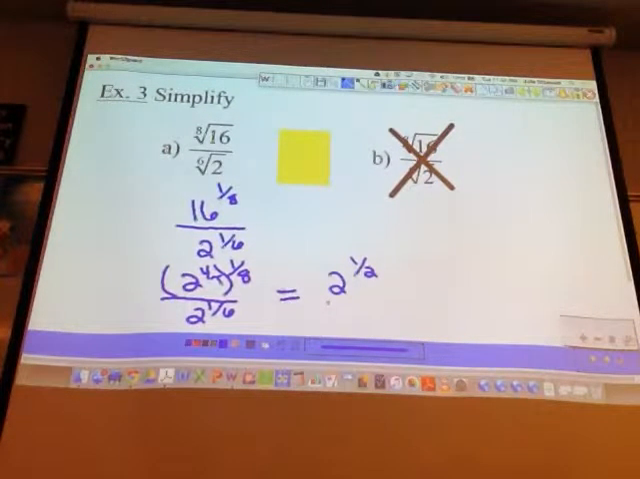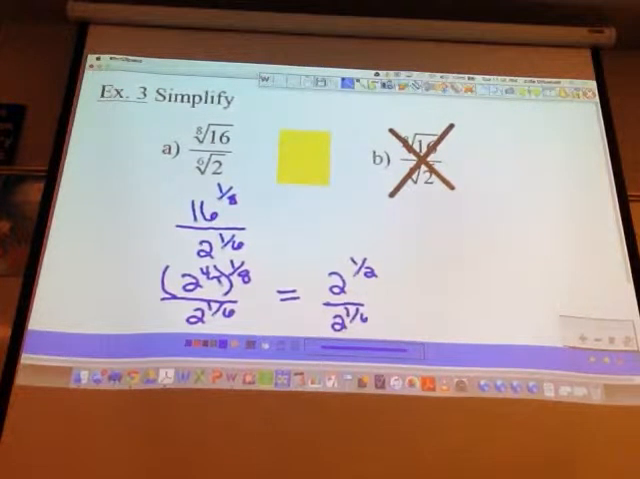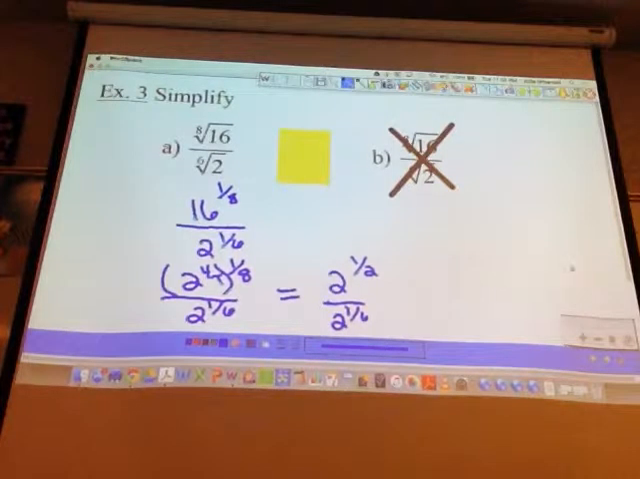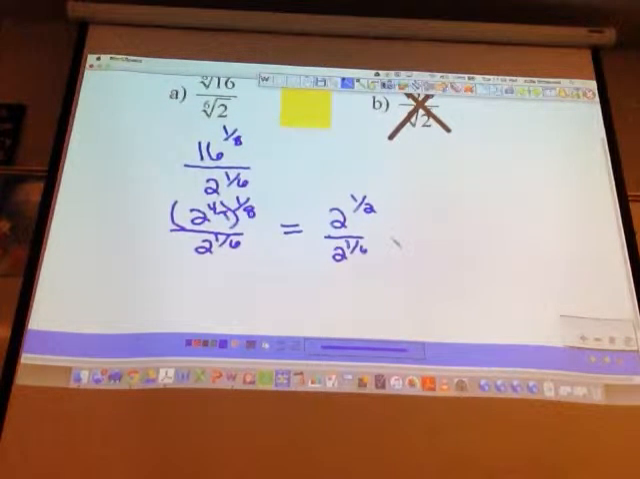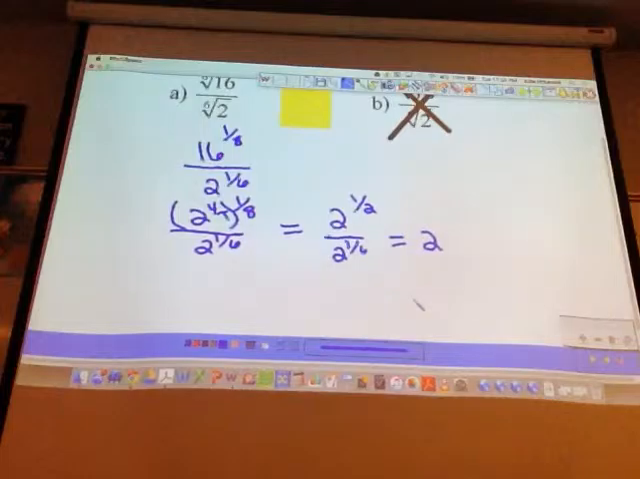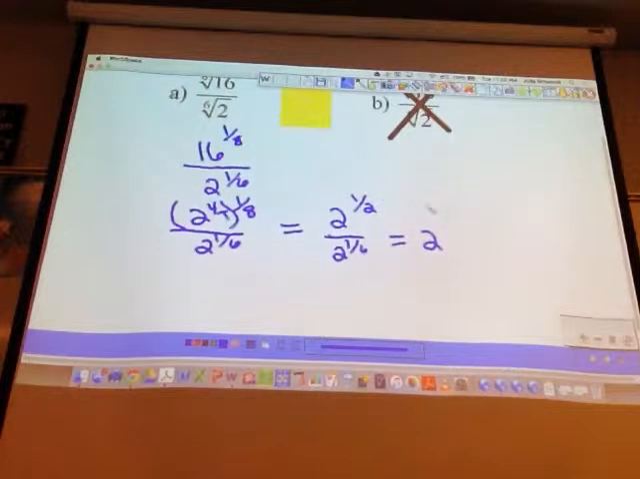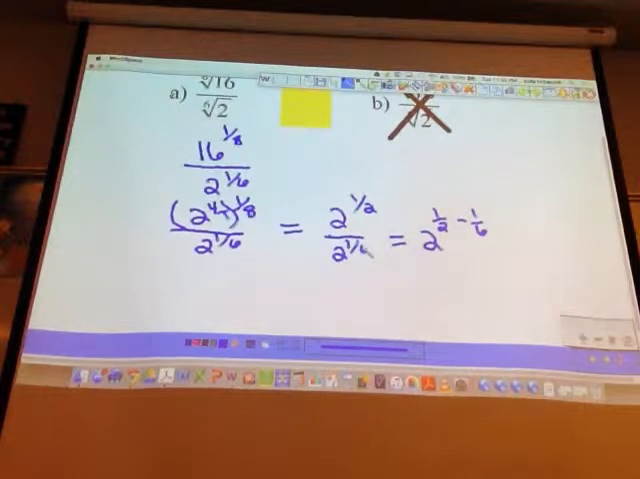1/8 times 4 becomes a 1/2. All right, over 2 to the 1/6. Now that we have the same bases, we can use our exponent rules. What do you do when one's on top and one's on bottom? You don't multiply the 2's, you're dividing them, which means you subtract the exponents. 1/2 minus 1/6.